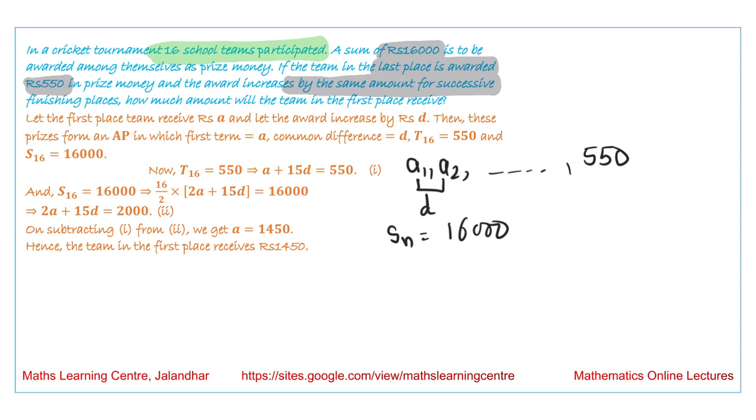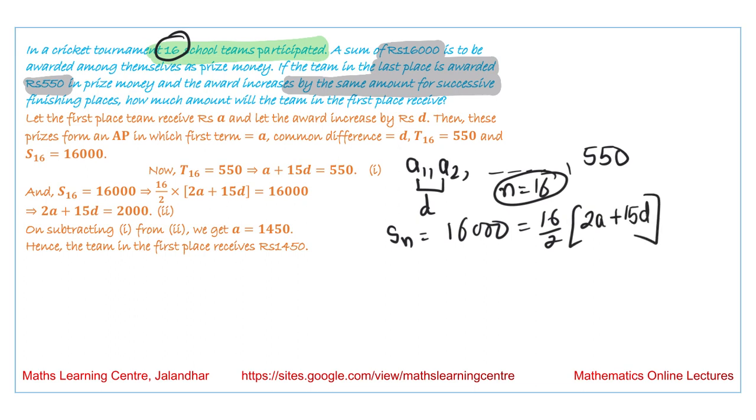So what we obtain is that this value is equal to, how many teams are there? There are a total of N = 16 teams. So we are saying it is 16/2 × [2A + (N − 1)D], that is 16/2 × [2A + 15D]. On solving this, it implies that 2A + 15D, the 16 gets cancelled, and the answer we obtain is equal to 2000.